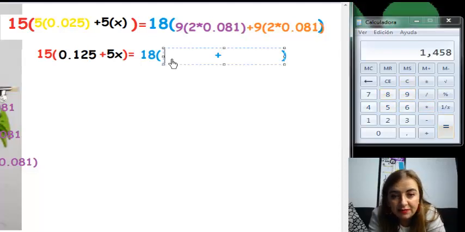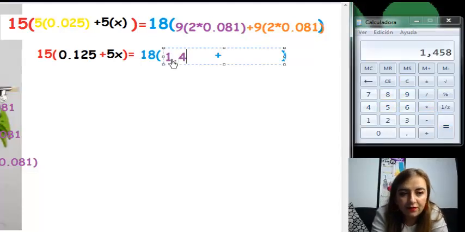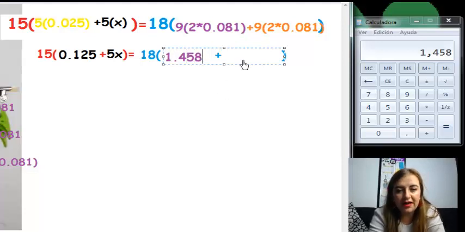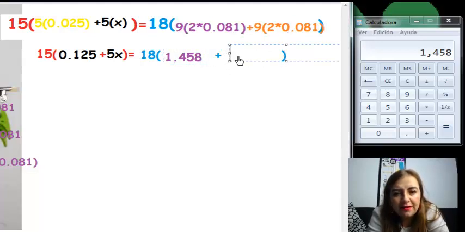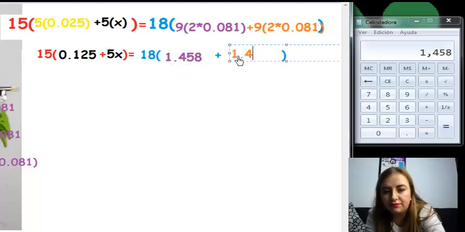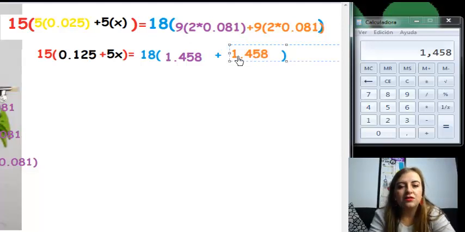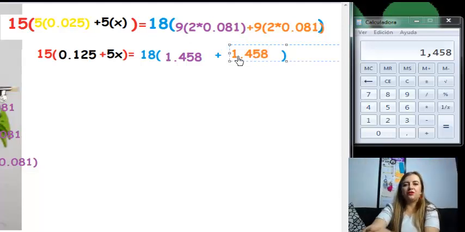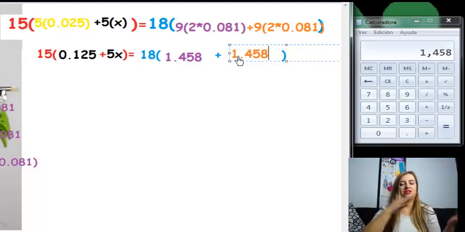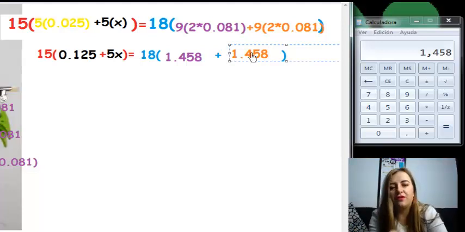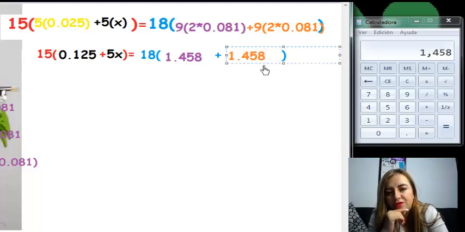Nice. So it's going to give me 1.458. And if you look close, you can find that this part is the same, so that means the answer is going to be the same. I think you are confused because in the calculator you have the comma, but when I write a point, it's because in Spanish it is a comma and in English it is a point. Don't get confused, it's the same thing. Just be careful.